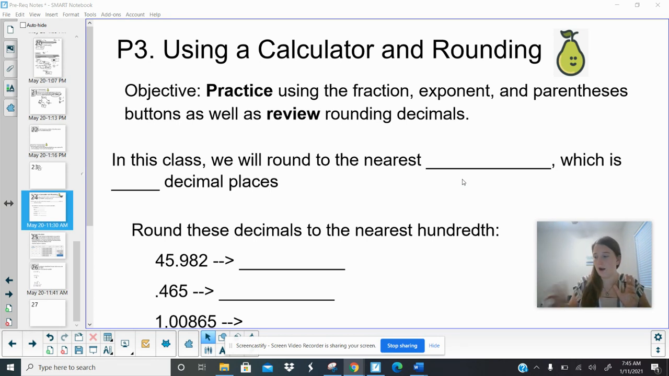We're going to have some complicated things we're going to be working with in the future to put into the calculator, and you can do everything right in the question, and then if you plug it in wrong, you're going to get the answer wrong. So you have to be very careful with this.